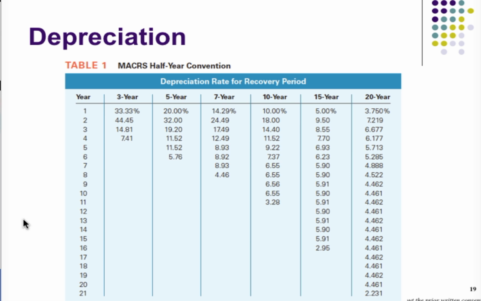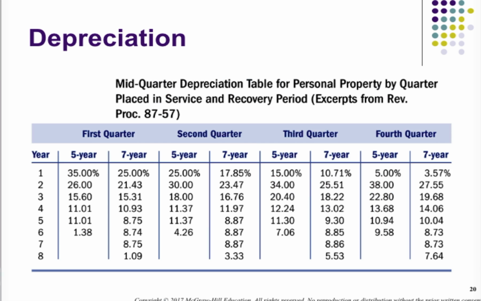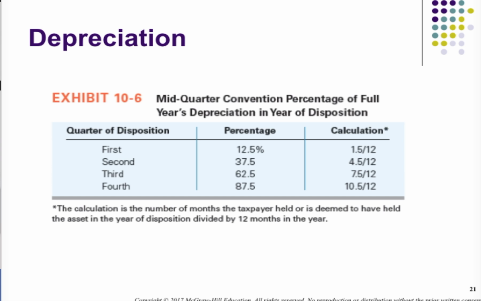Here's a look at the table. Look at the mid-quarter depreciation table for personal property by quarter placed in service and recovery period. So basically, once we figure out the characteristics of the assets we're talking about, what group they go in, how many years we're talking about, and whether they're under mid-quarter or mid-year, we're just finding that amount on the chart and going from there. This is just a chart that shows if you're under the mid-quarter convention, how you deal with depreciation and what percentage of a full year's worth of depreciation you're allowed to claim in the year that you dispose of the asset.